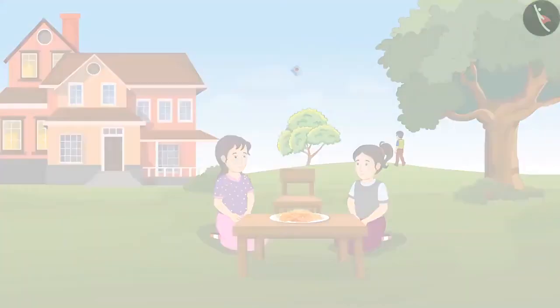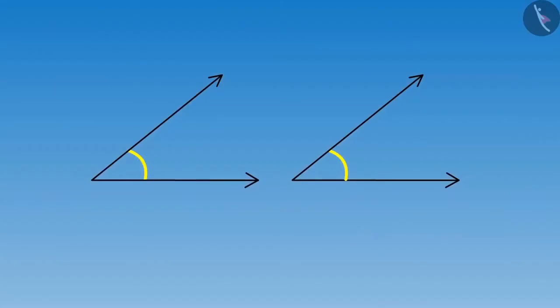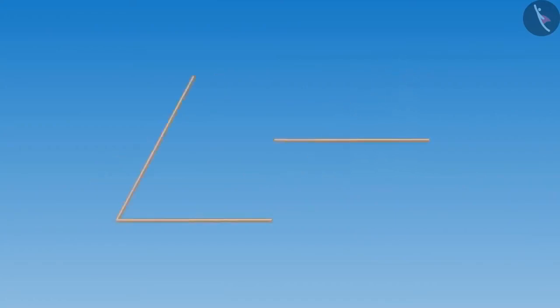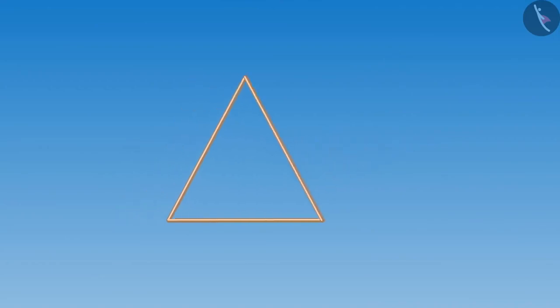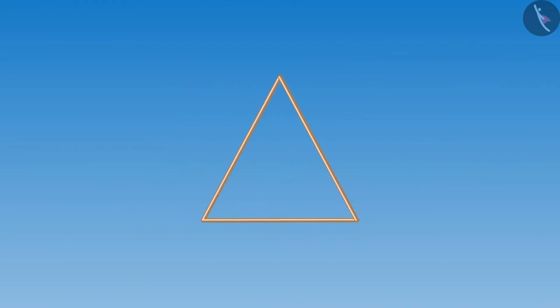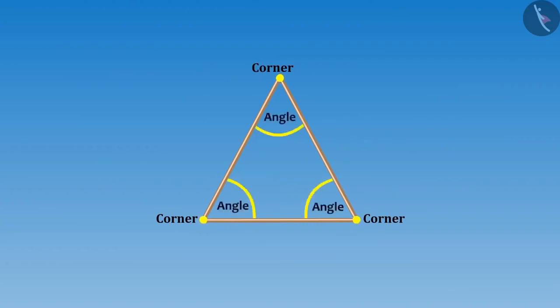The angle tells us the extent of rotation between two lines. The more the rotation, the more the angle. Now look here. If I join another stick to these two sticks, then a triangle is formed. Can you tell me now how many corners and how many angles are present? Sister, from what I understood, 3 corners are formed here. And since there are 3 corners, only 3 angles are formed.